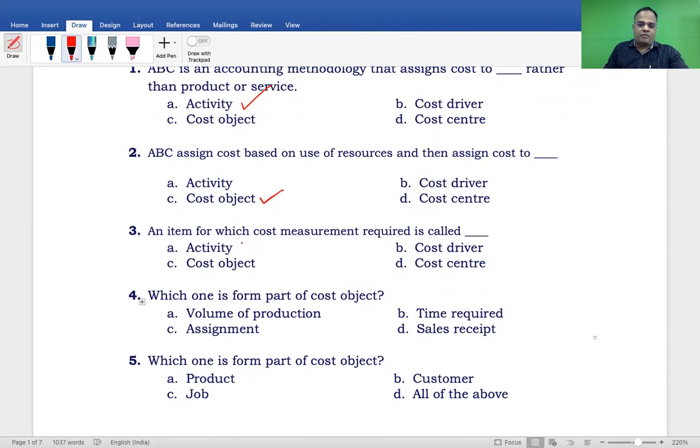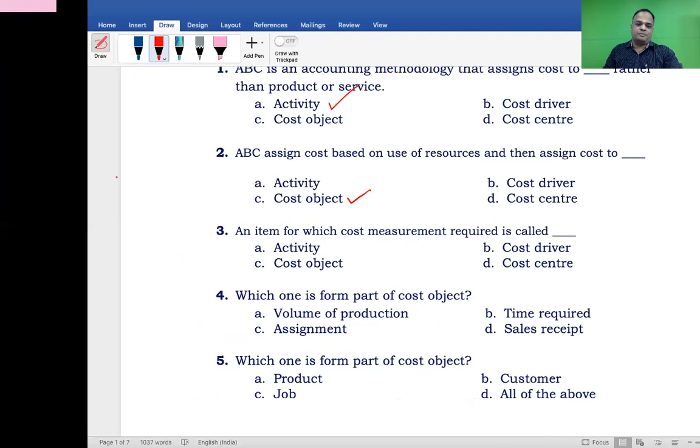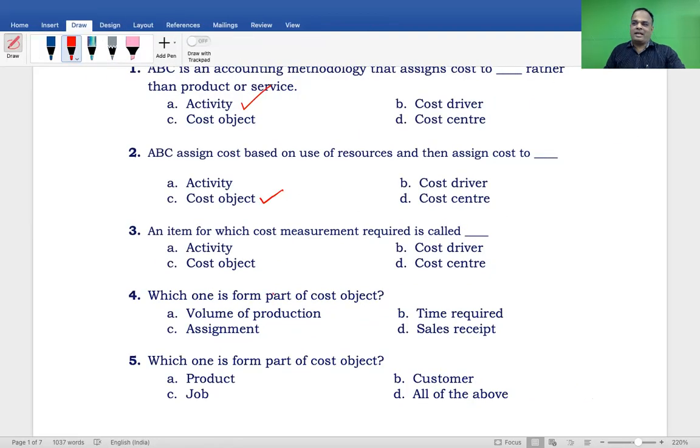An item for which cost measurement is required is called. Definition of the cost object or cost driver. Correct: object or driver. Option C, cost object. Cost object represents the item for which the cost measurement is required.